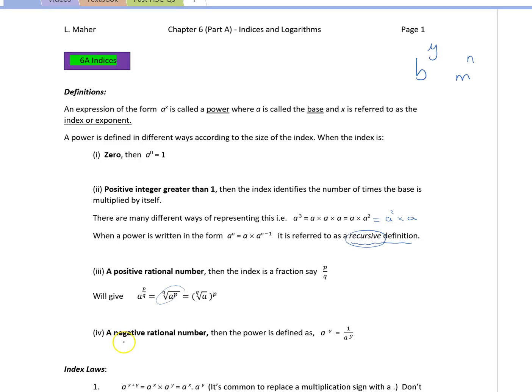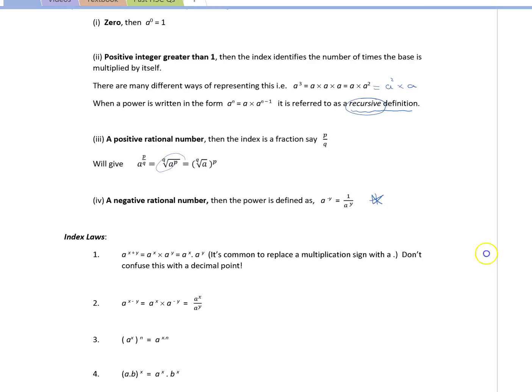And finally, when the power is a negative rational number. Now, this seems to be the one that lots of students are not that familiar with for some reason. Maybe in stage 5 you didn't deal with a negative index very much. However, you will need to become familiar with it very quickly. So, by definition, a base to a negative index is 1 over that base to the positive index. If you can learn that, then it will be very much in your favour because you're going to come across it quite a lot.